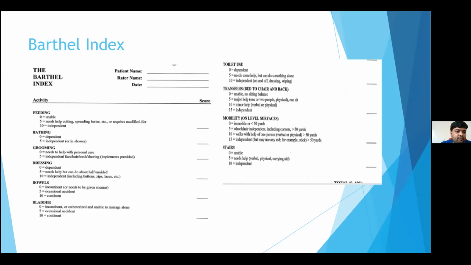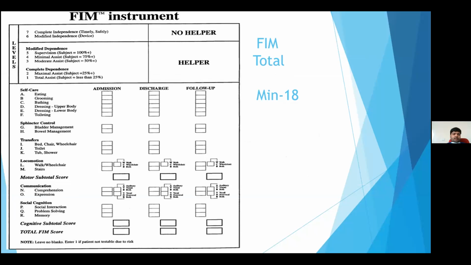You look at feeding, bathing, grooming, dressing, bladder, bowel function, toilet use, transfers, mobility on even surfaces, and stairs. So in these, only feeding, bathing, and grooming have 5 points. You have 15 points for transfers and mobility on even surfaces. So total points are 100.